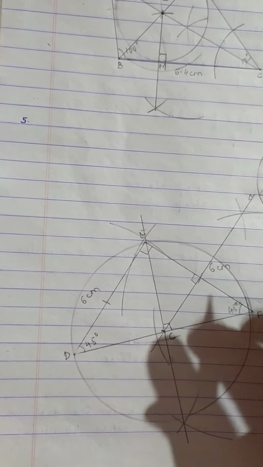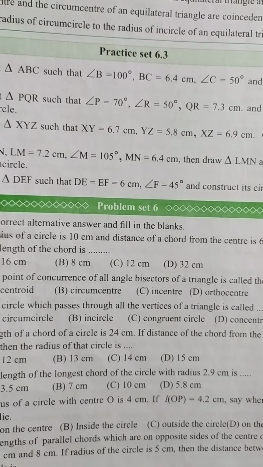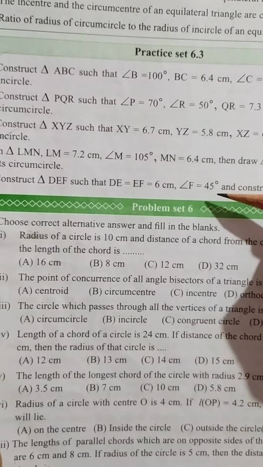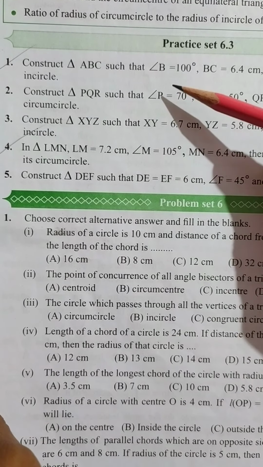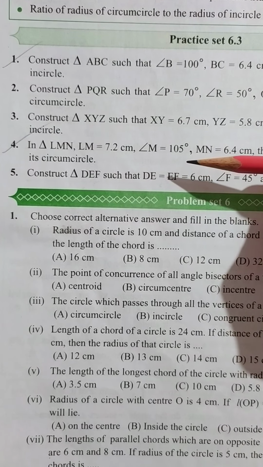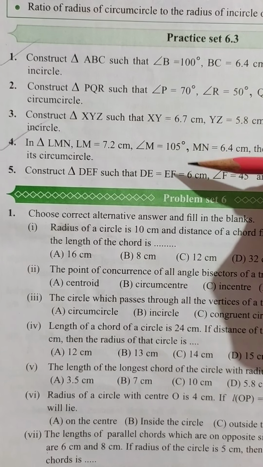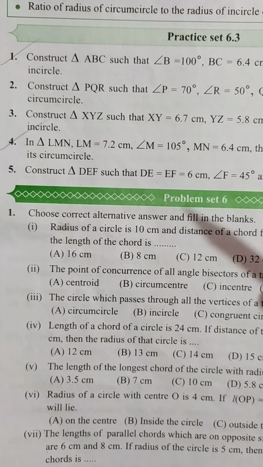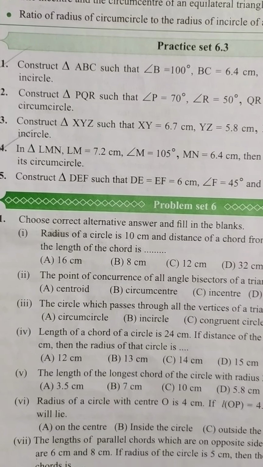Children, I hope it's clear, the circumcircle as well as the incircle. Now from this exercise, all the 5 sums are similar. I have shown you 2 of them, one incircle and circumcircle. The other 3 are also very similar. I am sure you will be able to do it. Okay, so with this we finish exercise 6.3. Please try out all the sums, the remaining 3, and in the next video we will be doing problem set 6. That's all, children. Thank you.